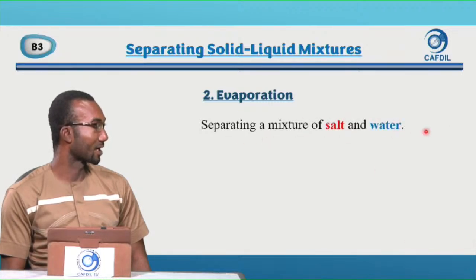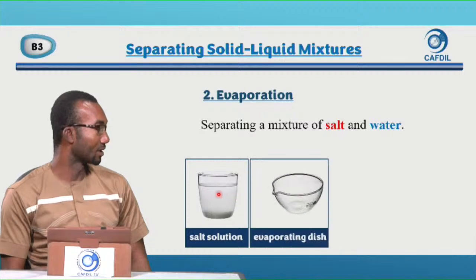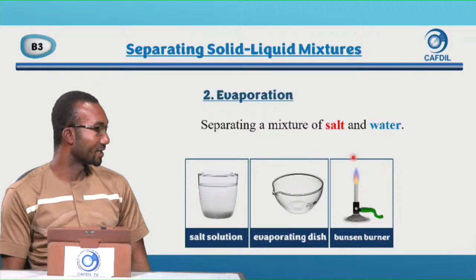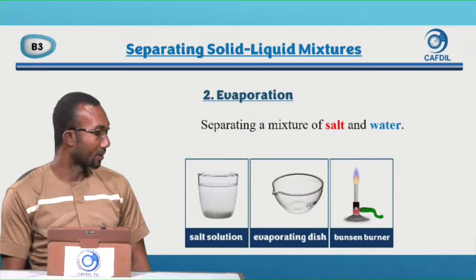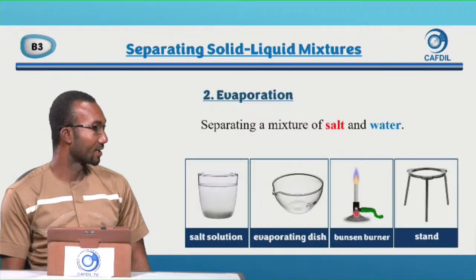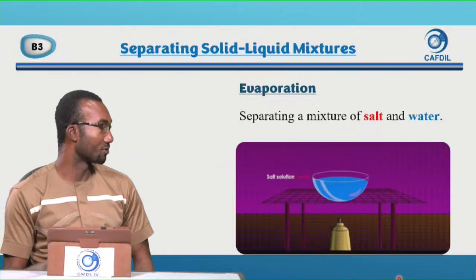So right now you are going to separate a mixture of salt and water. We need a salt solution. This is our salt solution. That's the evaporating dish. We need fire, because we said that you can do evaporation by use of heat. So the Bunsen burner will give us the heat, and then this is the stand that we will use. This is the Bunsen burner, and this is our stand. This is the evaporating dish, and the water you see inside is the salt solution.